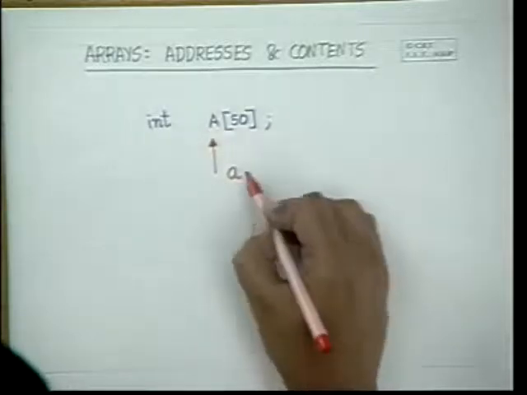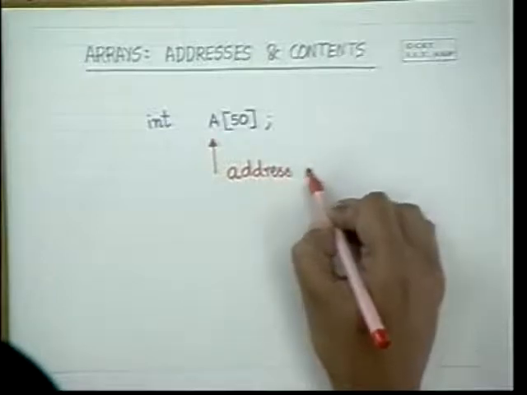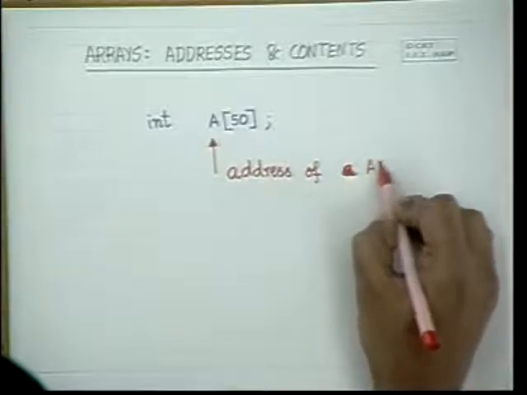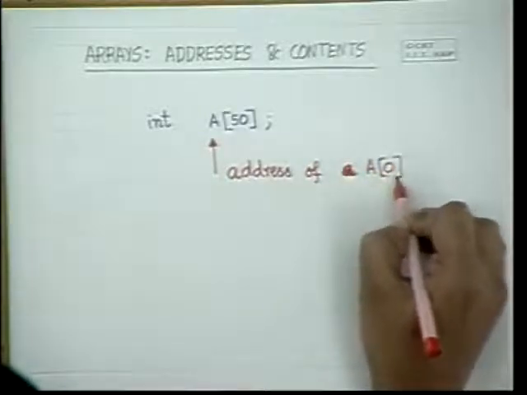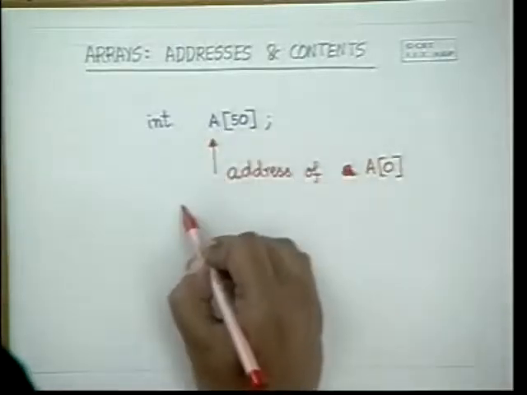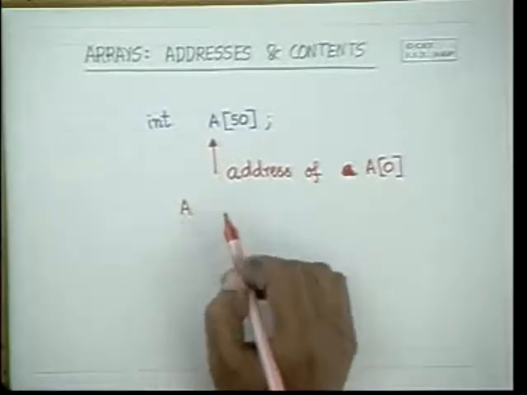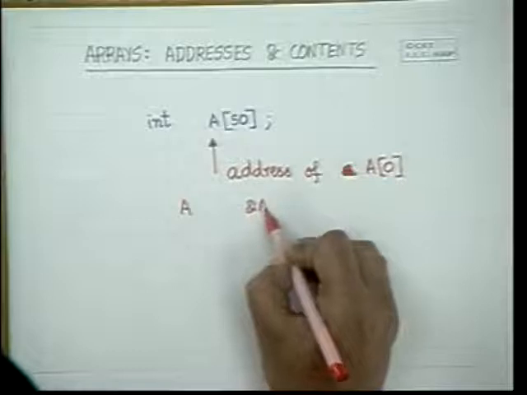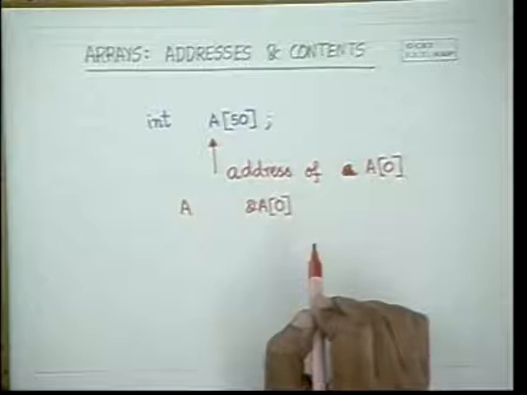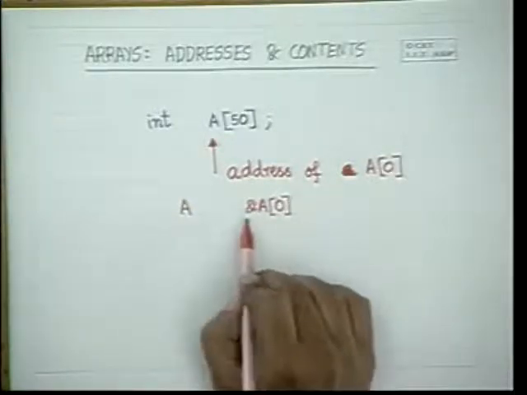This is the address of A[0]. So the value of A is an address and it is equivalent to this address. This is the first point.